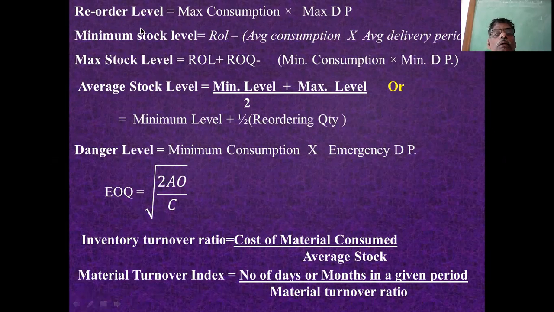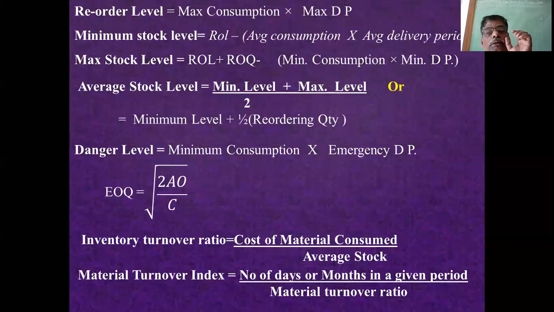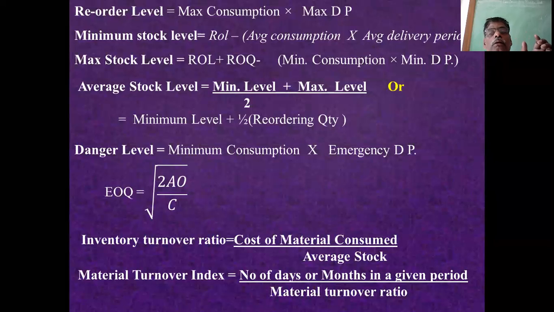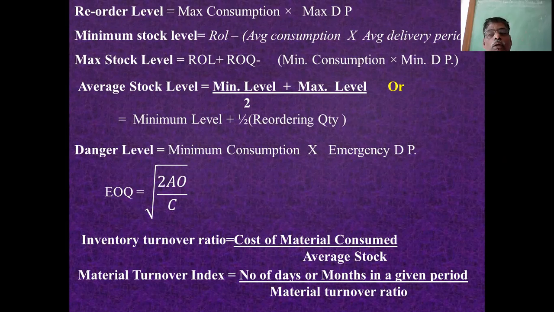And one more thing you have to remember, the consumption and delivery period should be in the same time unit form. You have to give consideration to this point very carefully. Consumption should be in one time unit, and in the same time unit, delivery period should be given in the problem. Sometimes consumption time unit is different from delivery period time unit. At that time, you have to make the same time unit by converting one into another. For example, average consumption: consumption is daily consumption, and delivery period is in weeks.